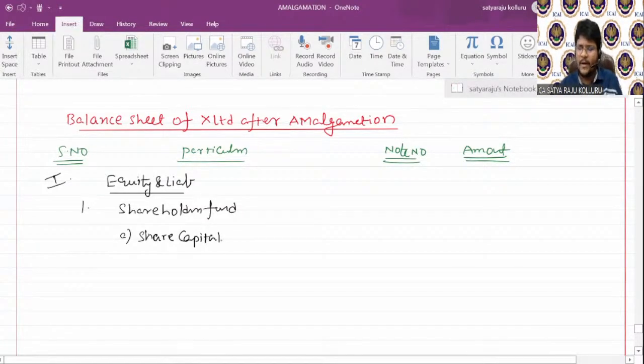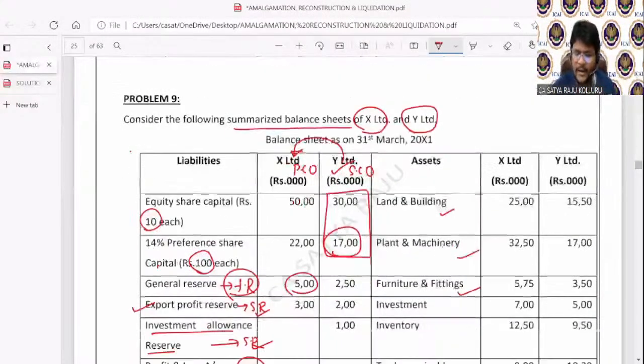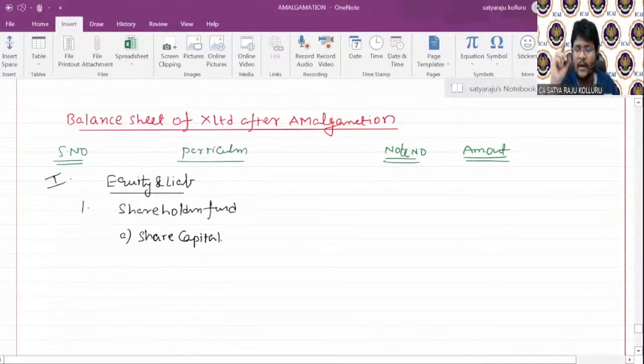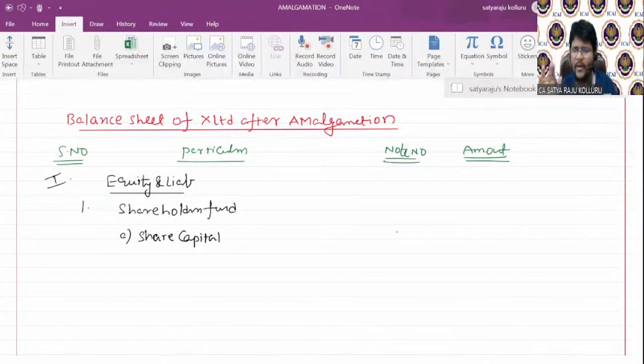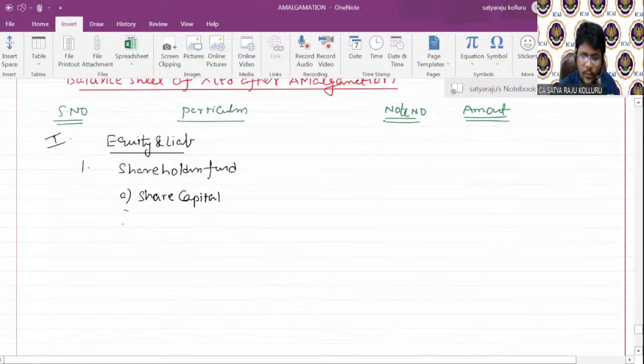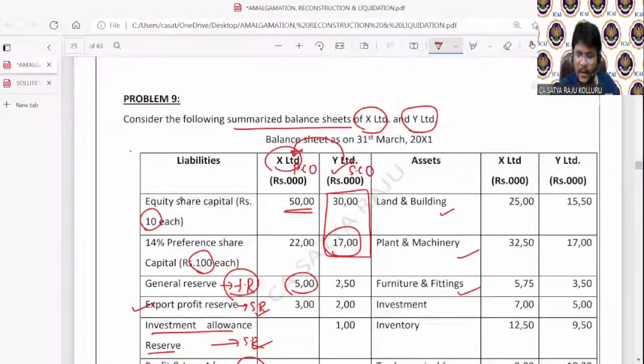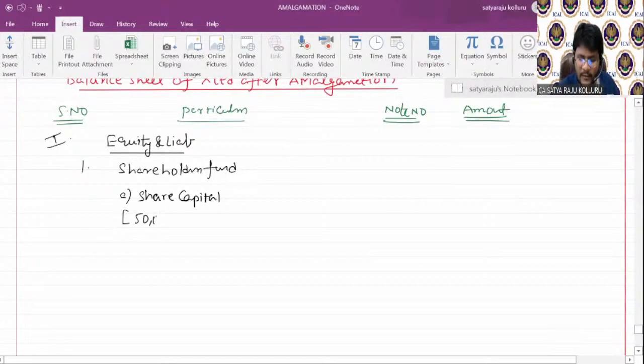Now all of you please concentrate here. So already X Limited existing share capital is how much? 50 lakhs. So just I'm mentioning in the brackets, but in the examination, you need to provide a separate note number. You know already, to save my time, I don't want to put notes in the brackets only. I will mention, but in the examination, don't put it under brackets, guys. For the time being, I'm putting it under brackets. Share capital already existing 50 lakhs.